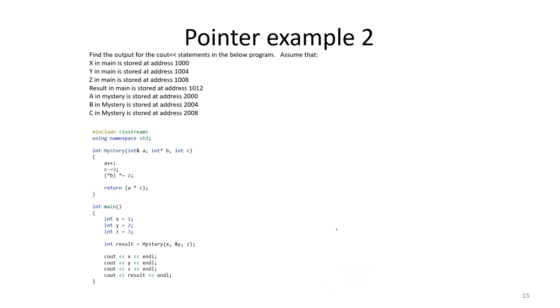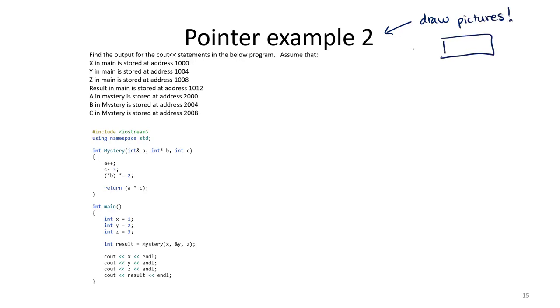All right, let's go ahead and try another pointer example. In this example, our task once again is to find the output for the cout statements shown in the program below. We are also given the initial memory addresses where some of our variables are stored. Once again, remember to draw pictures as you solve problems like this.